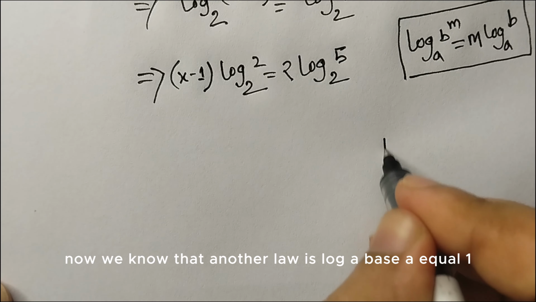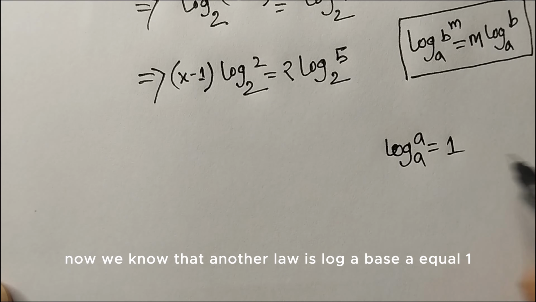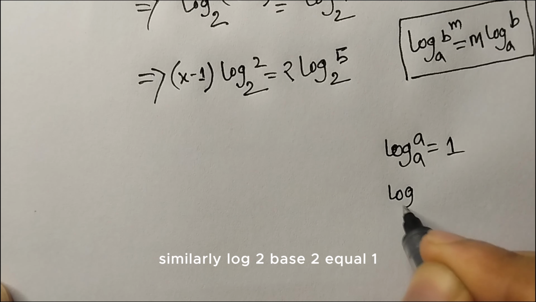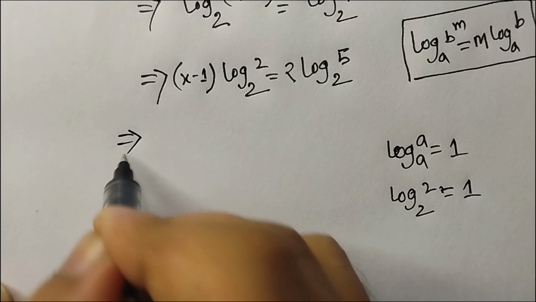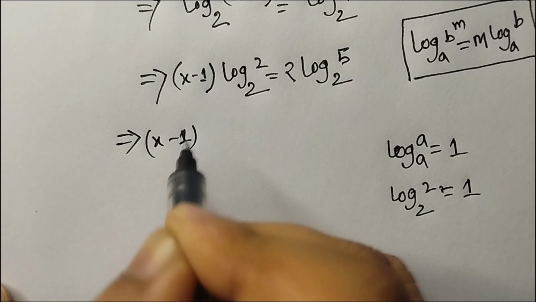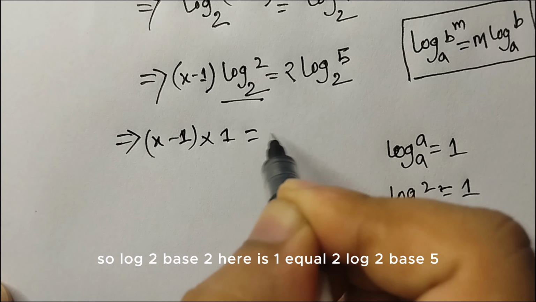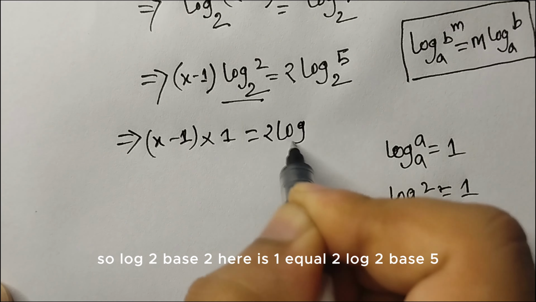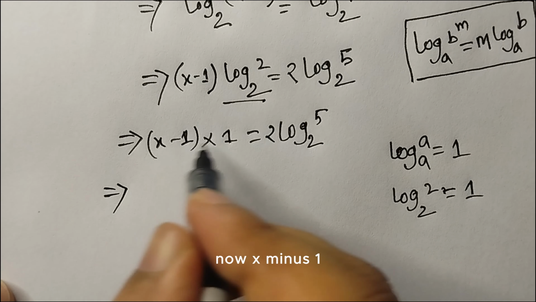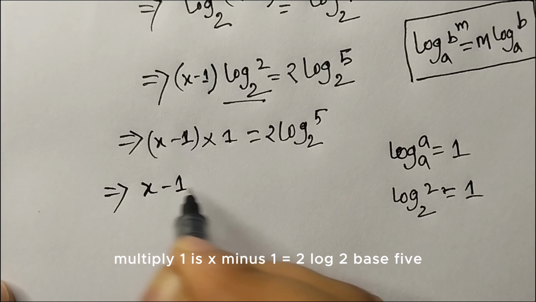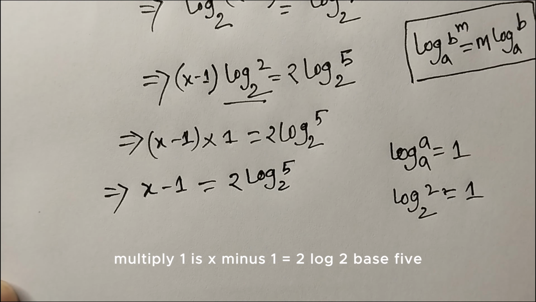Now we know another law is log base a of a equals 1. Similarly log base 2 of 2 equals 1. So log base 2 of 2, which is 1, times x minus 1, is x minus 1, equals 2 log base 2 of 5.